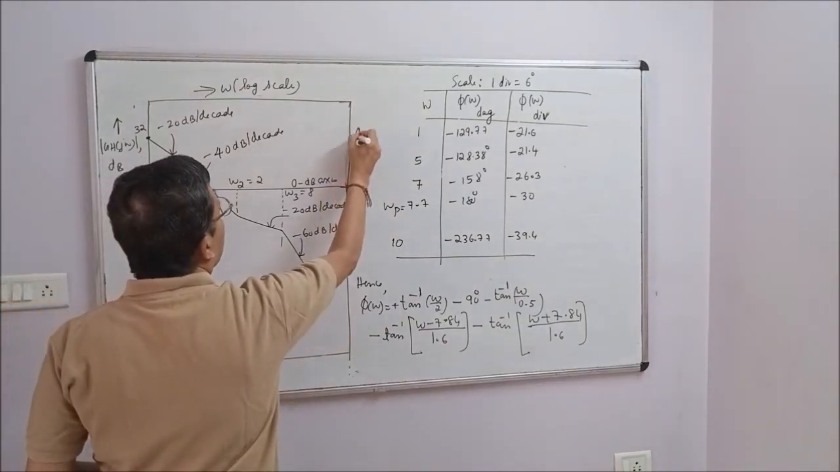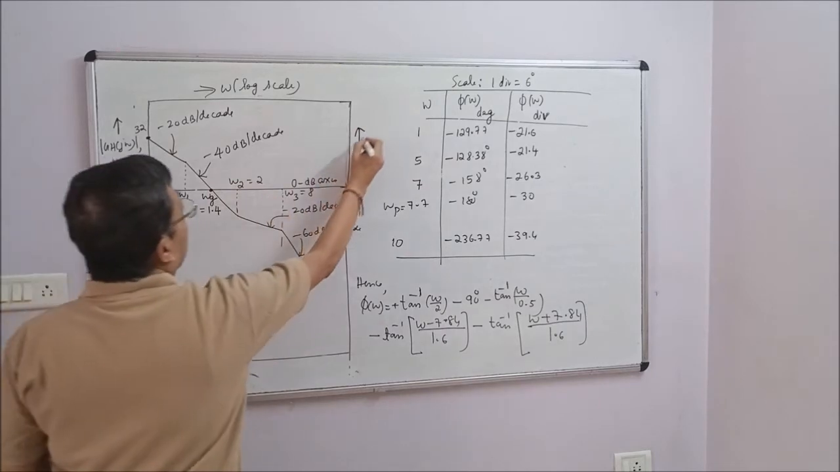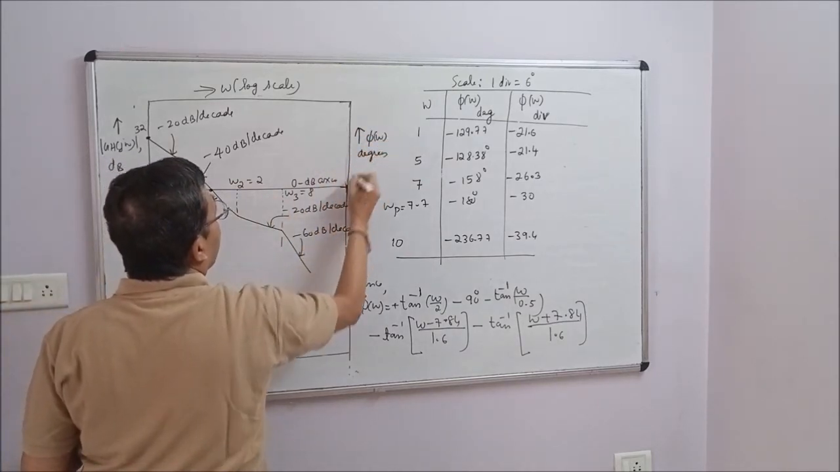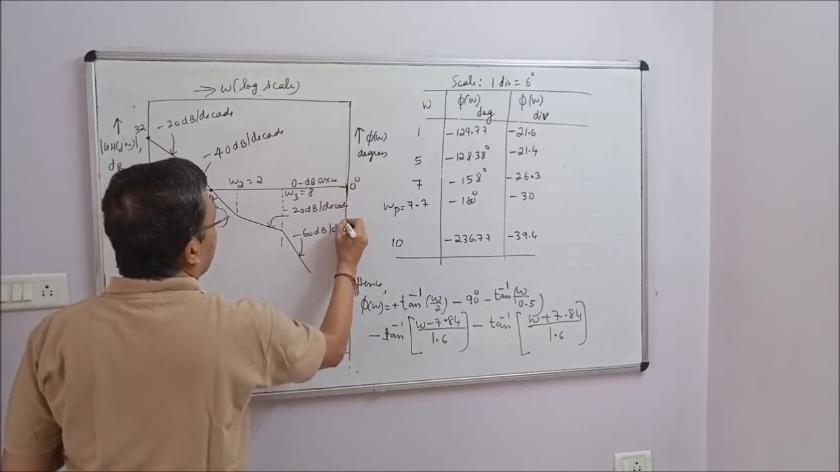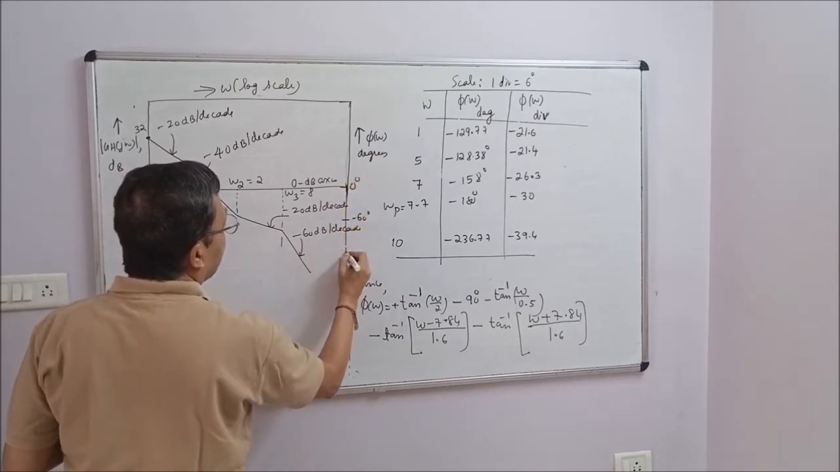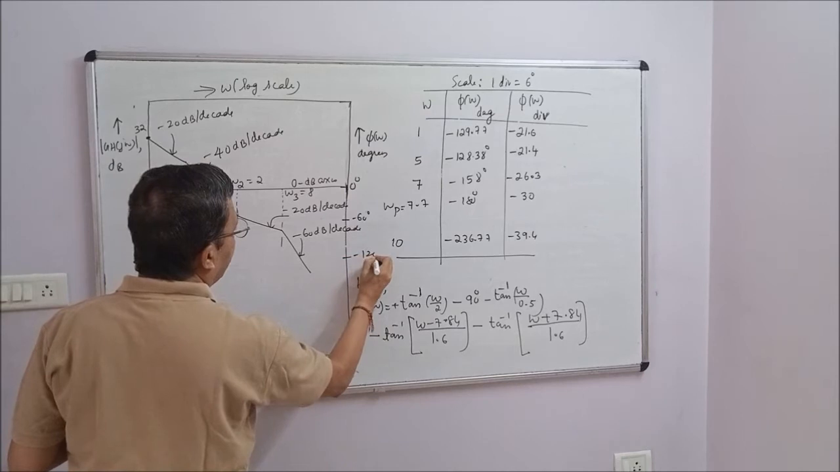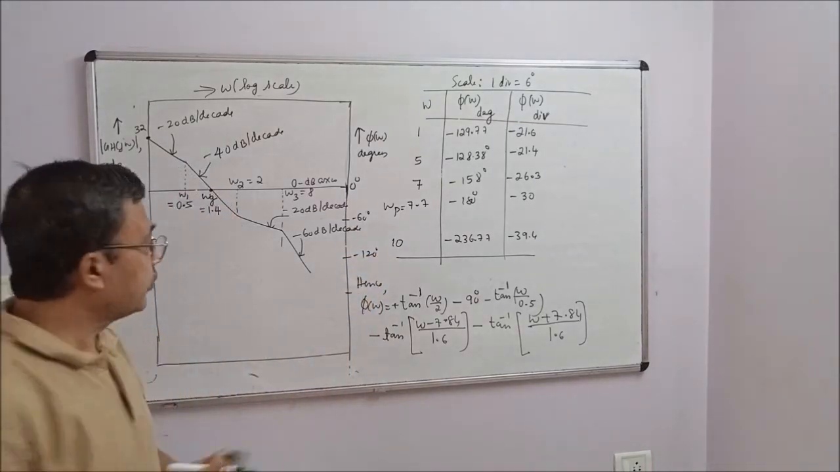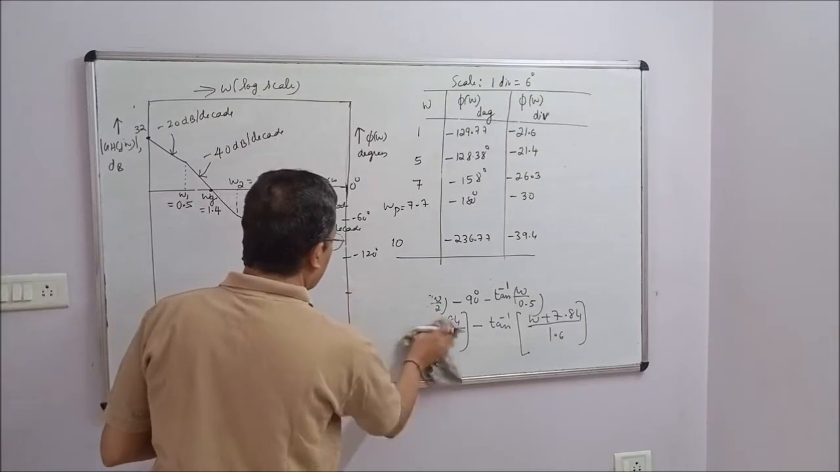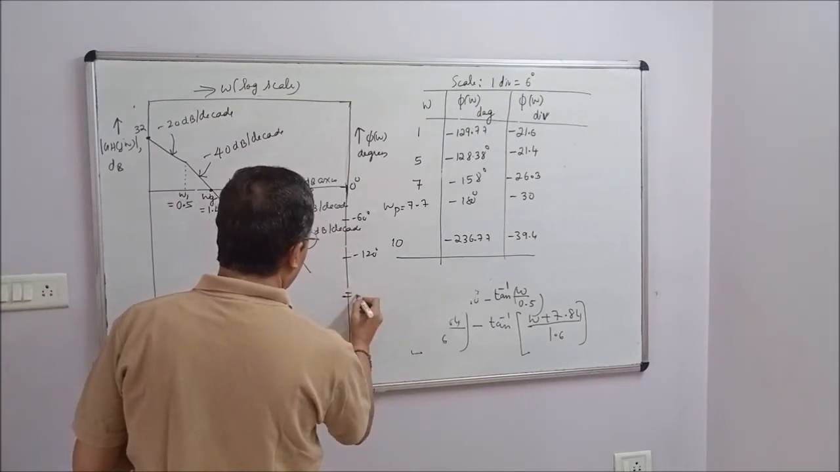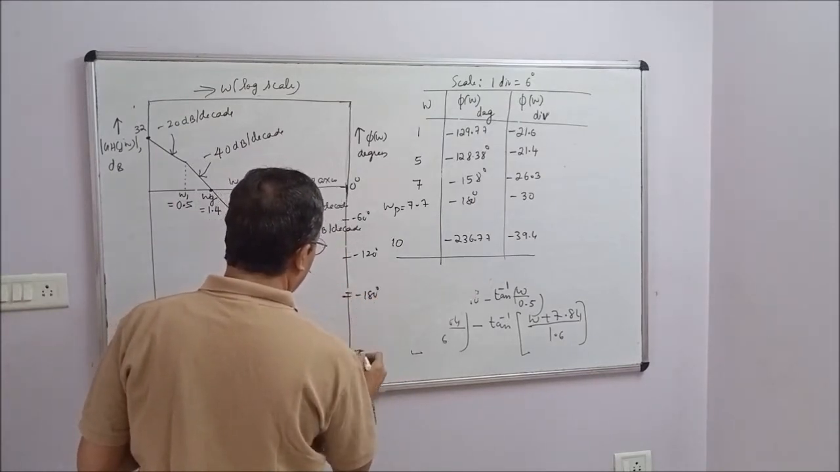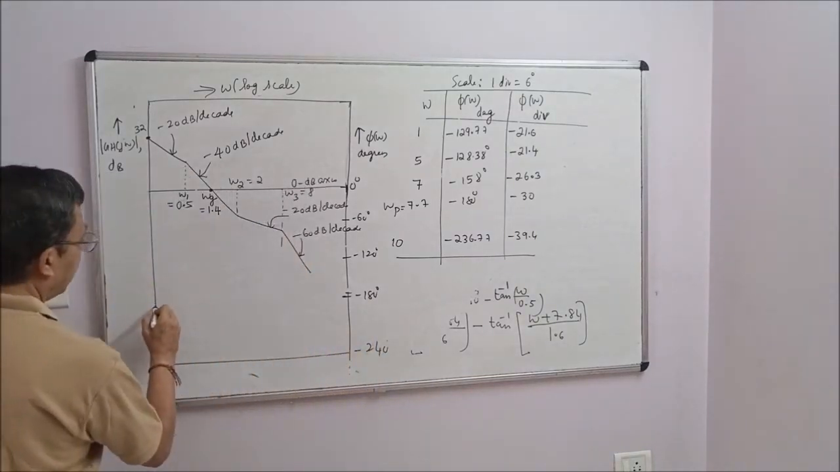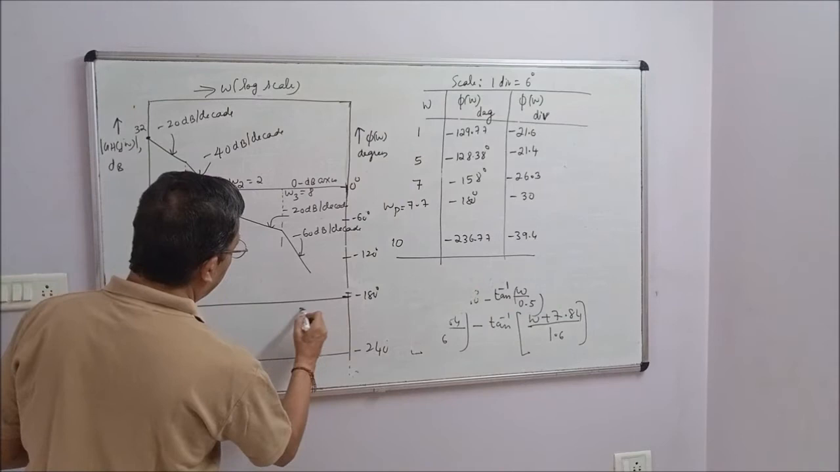On the same sheet, the y-axis now represents phi of omega in degrees. This is 0 degrees, minus 60 degrees, this is minus 120 degrees, minus 180 degrees, and this is minus 240 degrees. This axis represents the minus 180 degree axis.